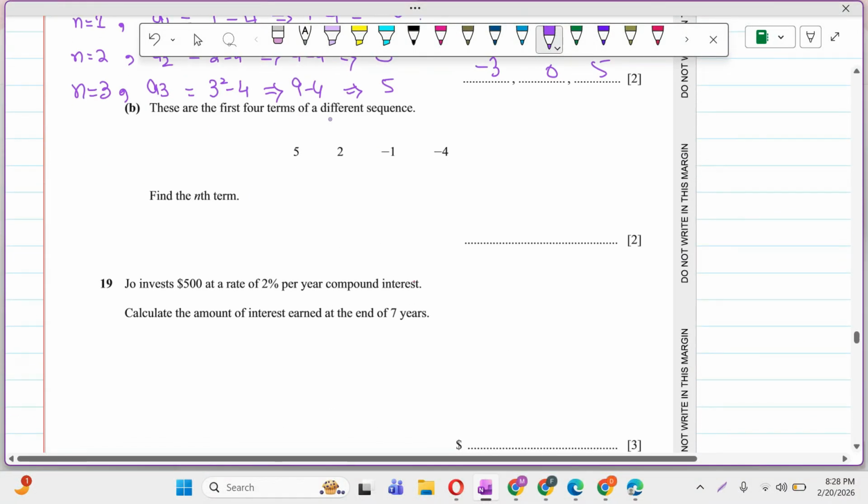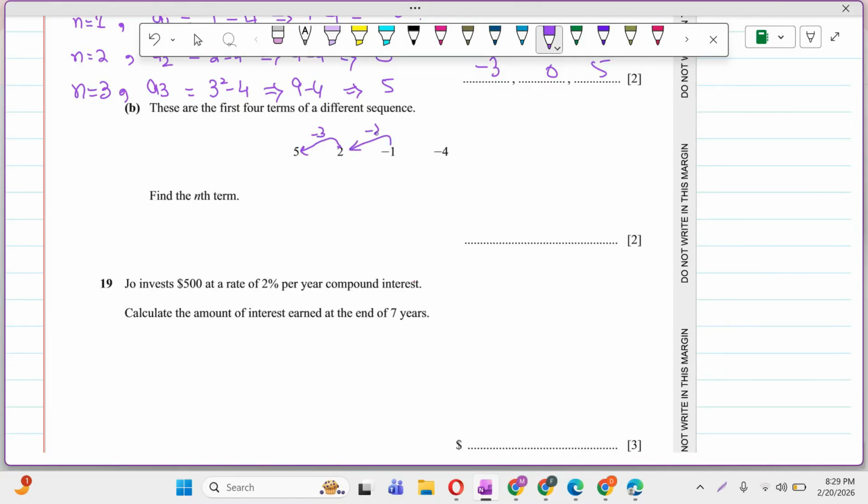These are the first four terms of a different sequence. Find the nth term. First we find whether it is an arithmetic progression or not. So 2 minus 5 is negative 3. Negative 1 minus 2 is negative 3. Negative 4 minus 1 is negative 3. So we can say that the difference is -3. So the given sequence is an arithmetic progression, and the nth term of an arithmetic progression is a plus (n minus 1) times d, where a is the first term, and in this case this one is a, and we have the difference, which is -3.